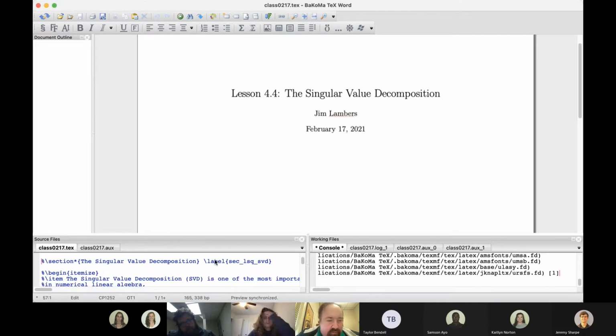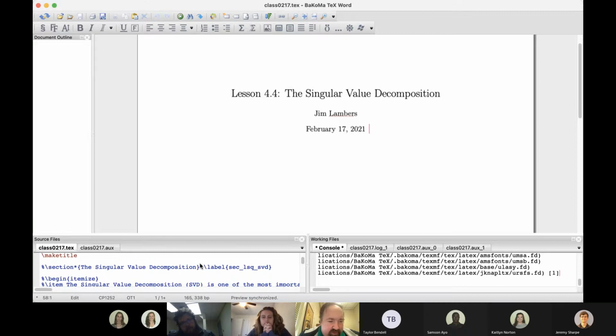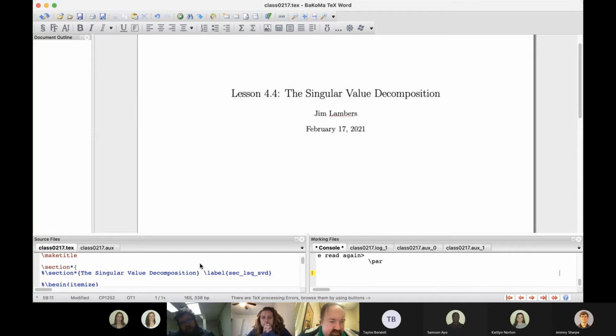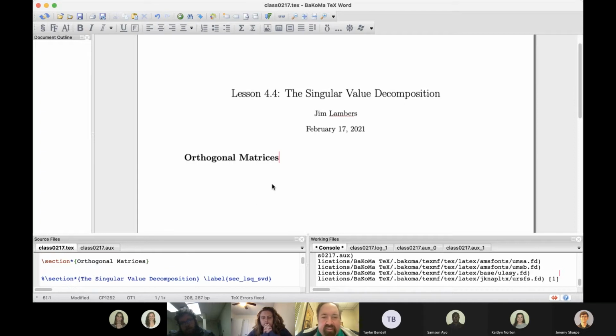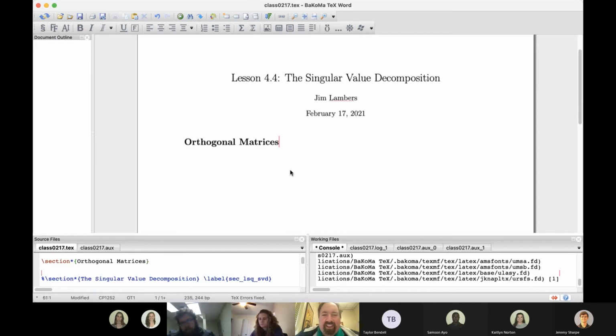Before I get into today's material, I want to have a quick aside about orthogonal matrices. This is based on something that came up in a meeting with a student, where afterwards I realized I might have said something that was incorrect or could have been interpreted as incorrect, and I wanted to make sure that I have it laid out correctly for everyone here.